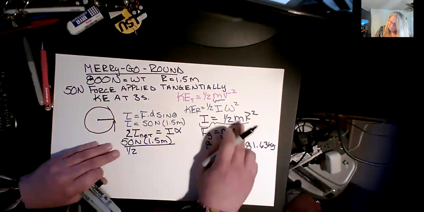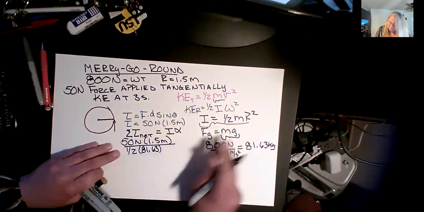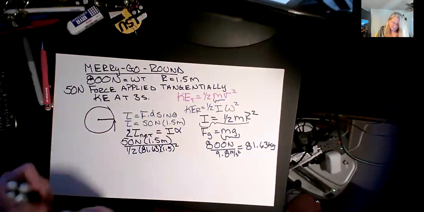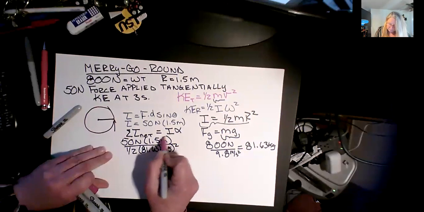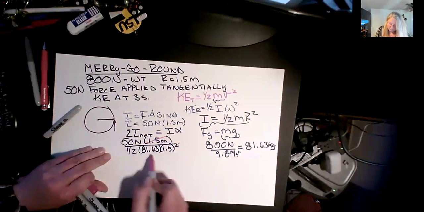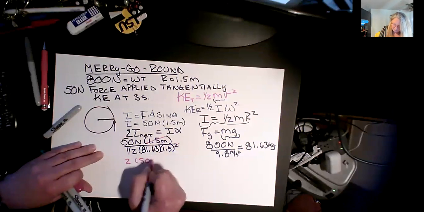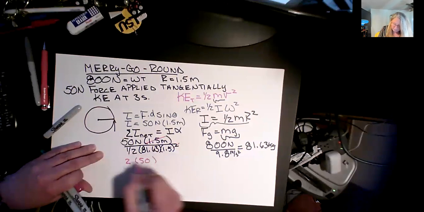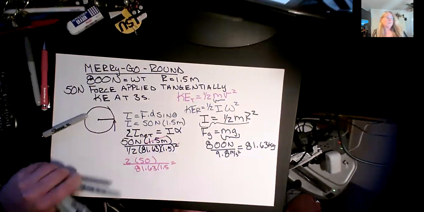So 1/2 mr squared, 81.63 times r squared, my 1.5 squared. So there's one nice thing here. I see one piece that cancels out. See, this 1.5 is going to cancel out with that. So the only thing I'm going to do, I can rewrite this if I want. I'm going to end up with 2 times 50. That's just that 1/2 popping up top because it's a fraction. So the 2 is going to come up top, divided by 81.63 times 1.5. Let's see what that gives me.